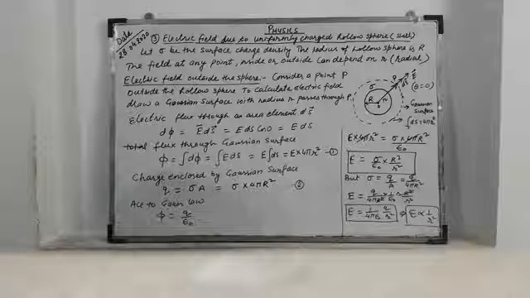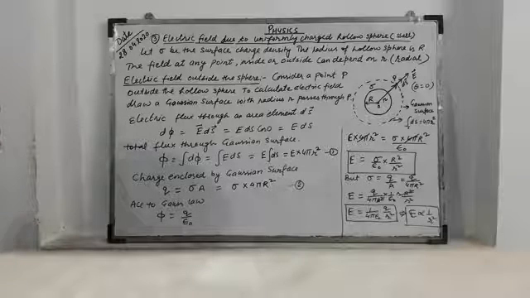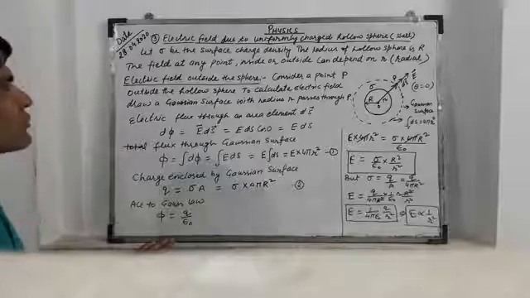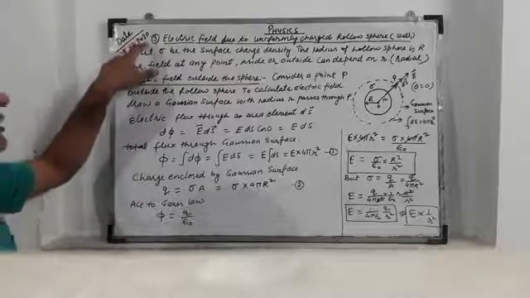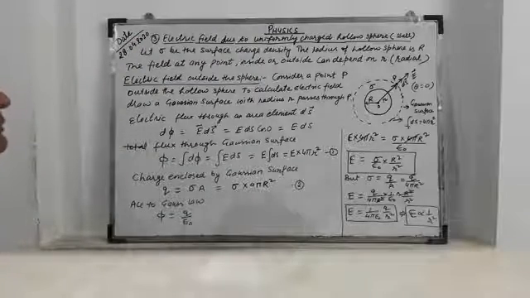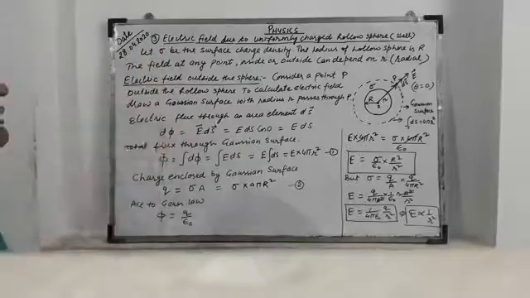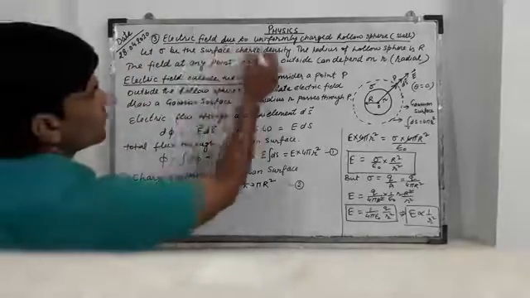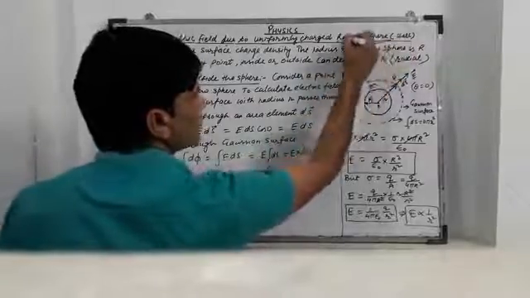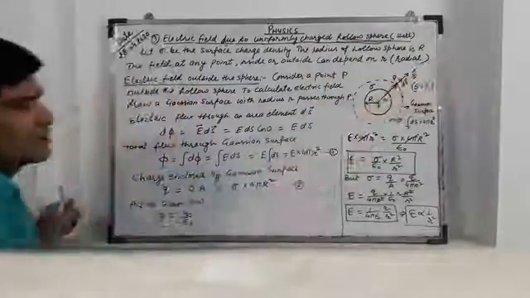Good morning students. In the previous lecture we covered two applications of Gauss law. In this lecture we start from the third application of Gauss law. What is the third application? The third application is the electric field due to a uniformly charged hollow sphere, or shell.